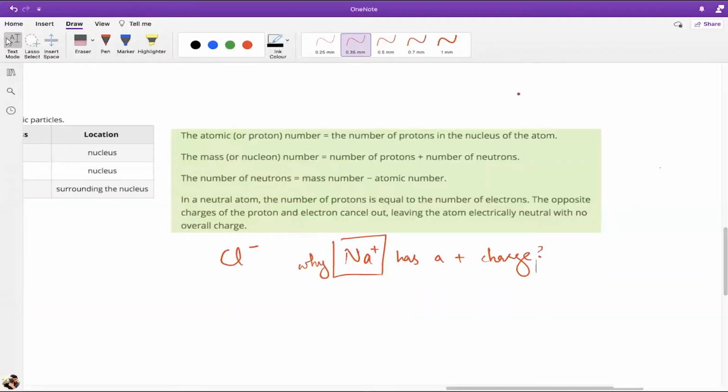All right, so the question was why sodium positive has a positive charge, and you have to answer it. So look at your answers, and if you have talked about charge in general, like if you've said that protons are positive and electrons are negative, give yourself 1 mark. Now for the second part, if you mentioned that this has more protons than electrons, that this has less electrons than protons, then give yourself another mark. And that is how you get to answer this question.